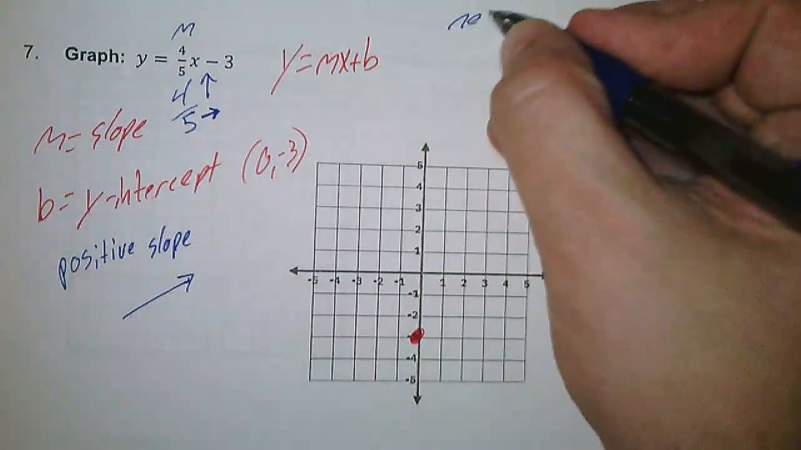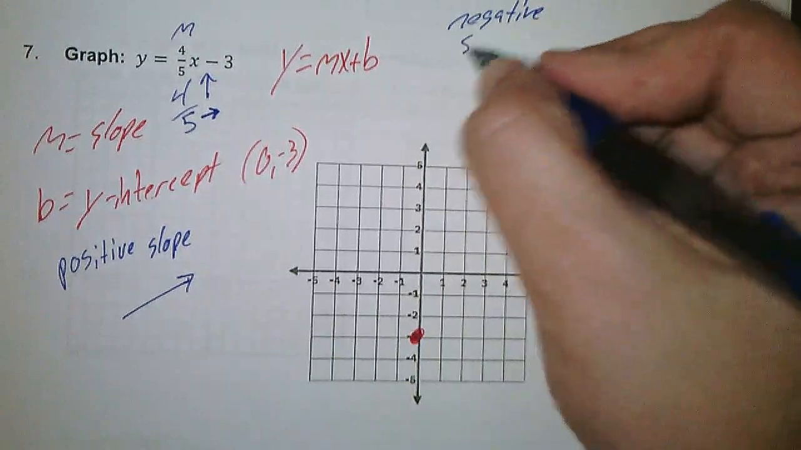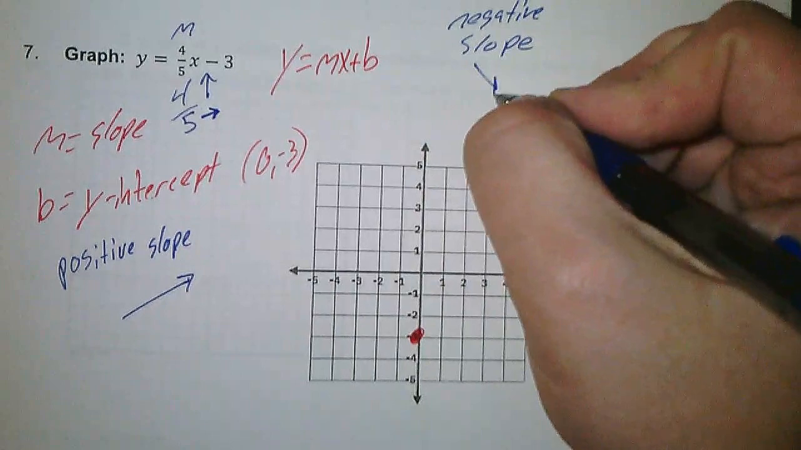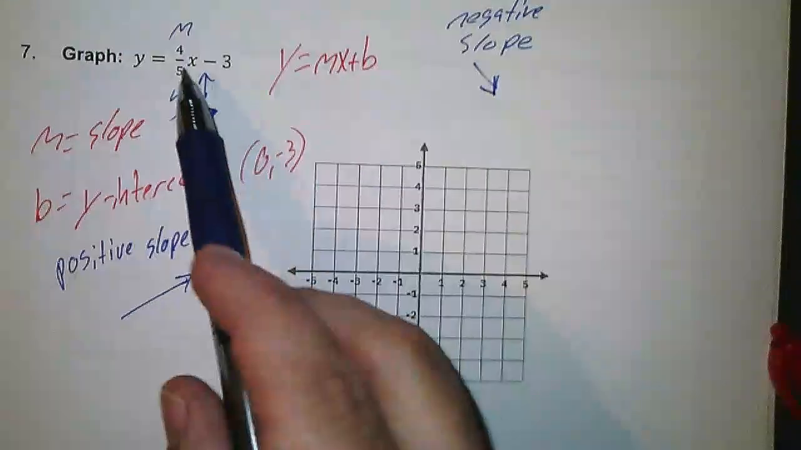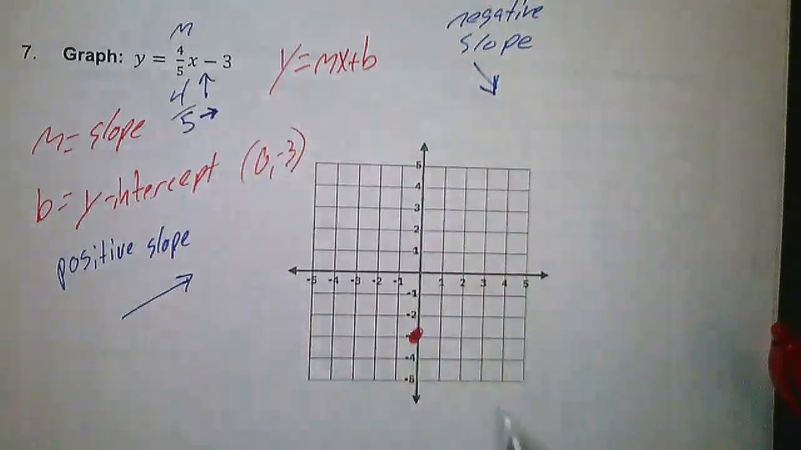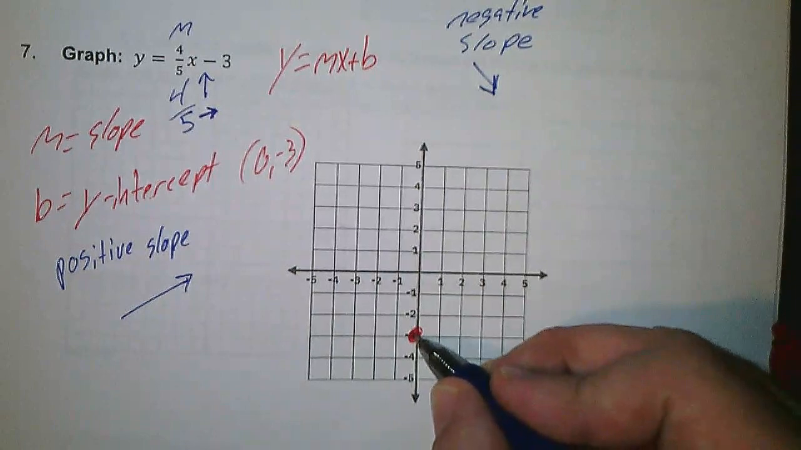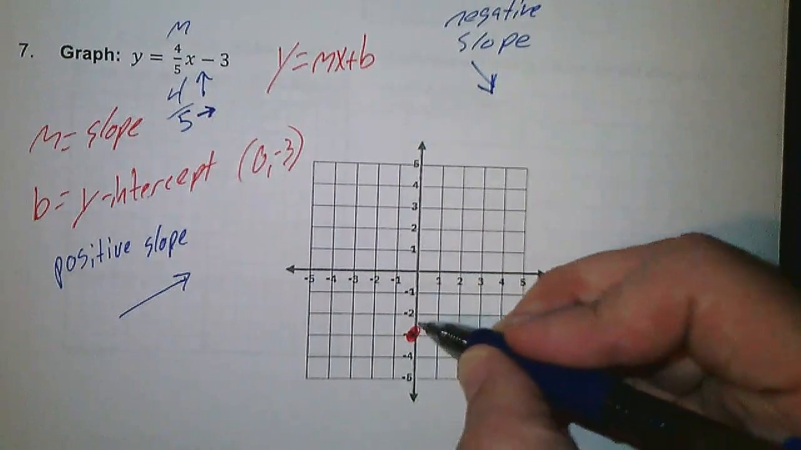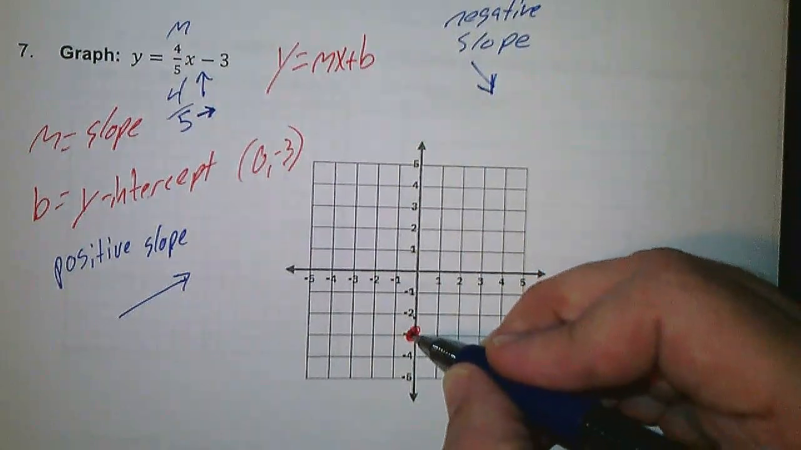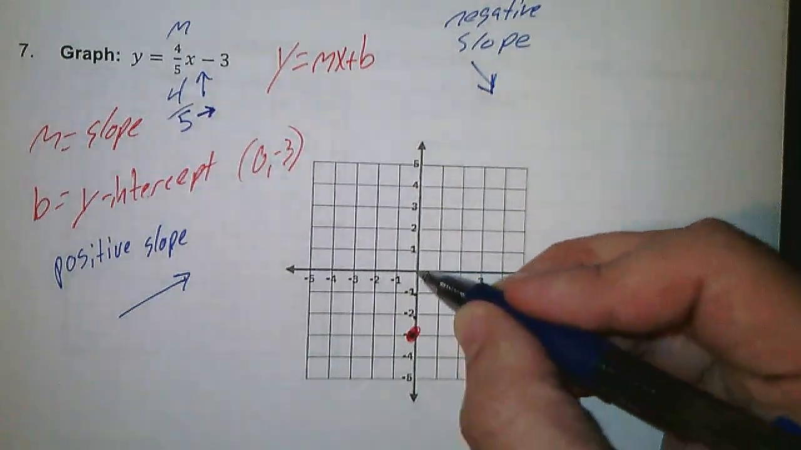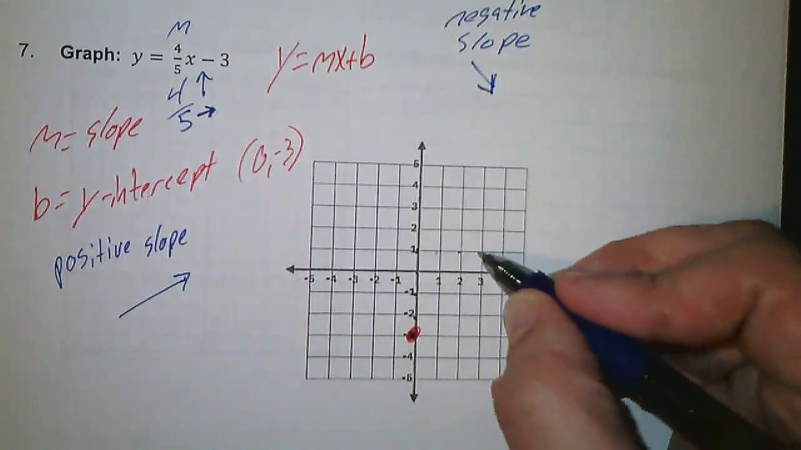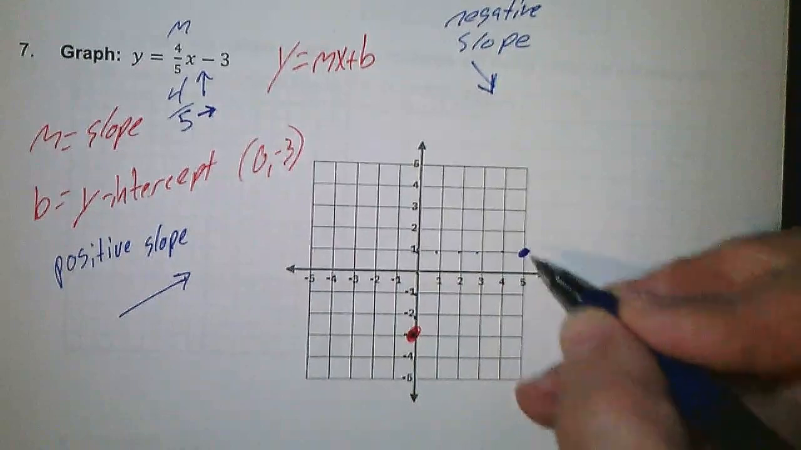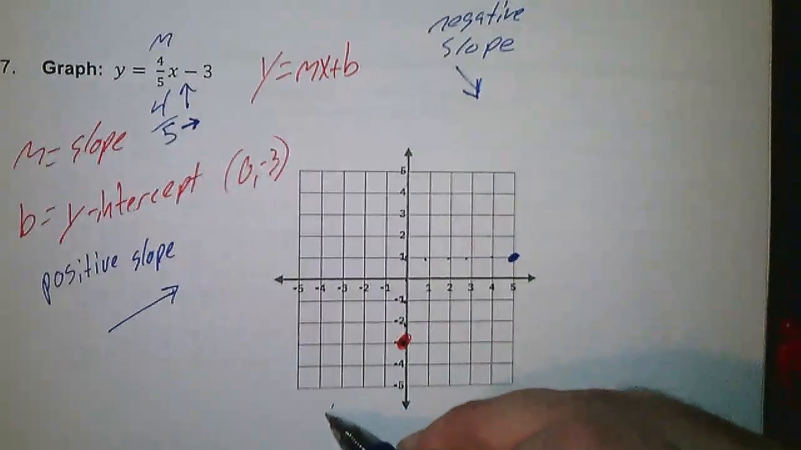A negative slope should go down from left to right. So if we are in y equals mx plus b form, we start by plotting the y-intercept at 0, -3, and then I follow my slope. I go to plot the next point, I follow my slope. So I go up 4, 1, 2, 3, 4, and then I move to the right 5, 1, 2, 3, 4, 5. And we connect our dots.